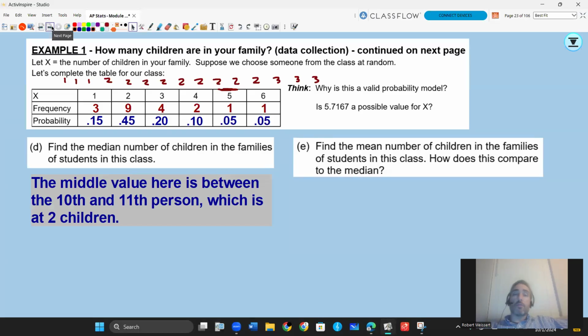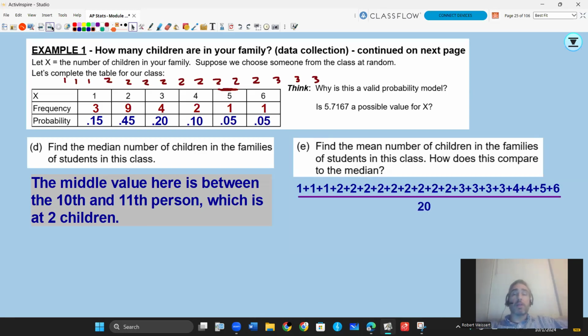So the mean, well, that's going to require a little bit of adding together and dividing by 20. So you know that the mean is simply taking all your numbers and adding them. So you'd want to list them out and then take that number and divide by 20. Whatever that adds to, divided by 20 should get you what the mean is. And you'll notice that the mean is 2.6 children in this case.